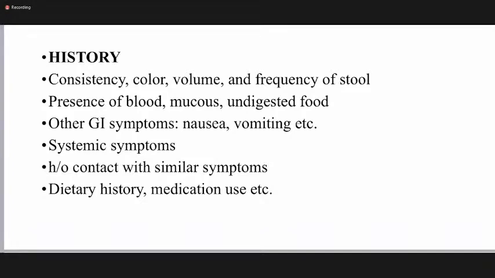We need to ask about other GI symptoms, so nausea, vomiting, abdominal pain, etc. And ask for systemic symptoms, so fever, weight loss, etc. In most instances, we have viral infections which are easily transmitted. We talked about person to person and fecal-oral routes. So we ask if there's been a history of contact with someone with similar symptoms, usually at school or within the home. That's important history.